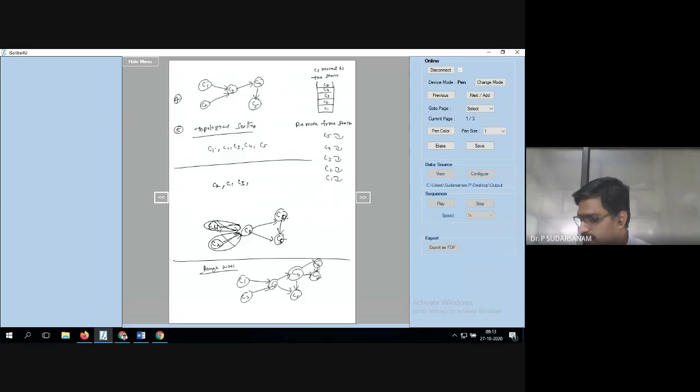C4. So once you remove this, this also will be deleted. That is nothing but C4. C4 delete means this one will be deleted. Next, what will happen? C5. C5. That means final answer.